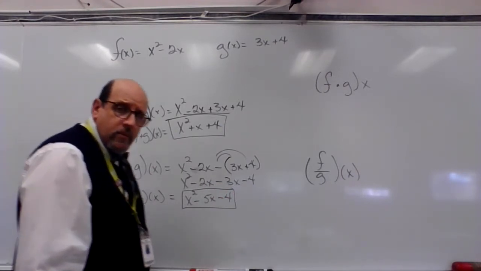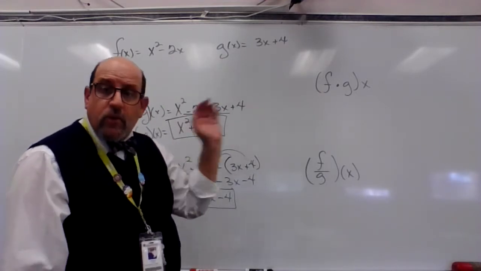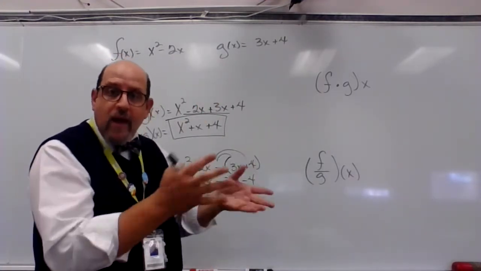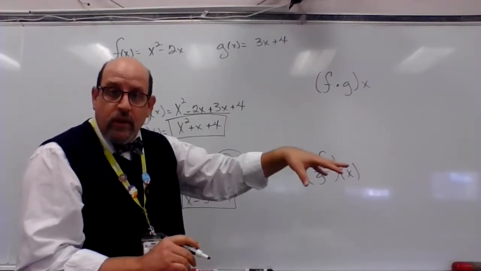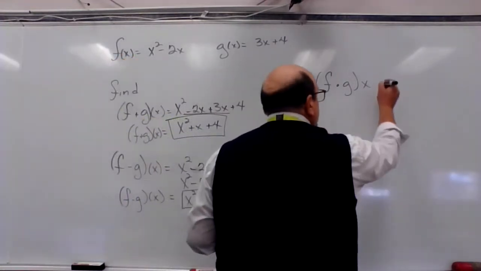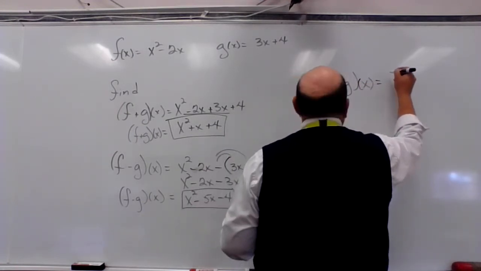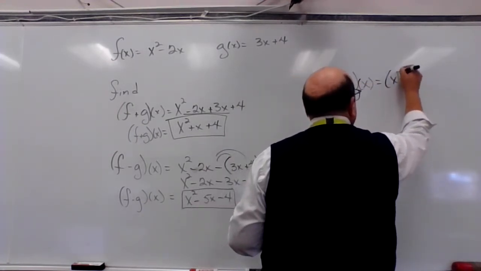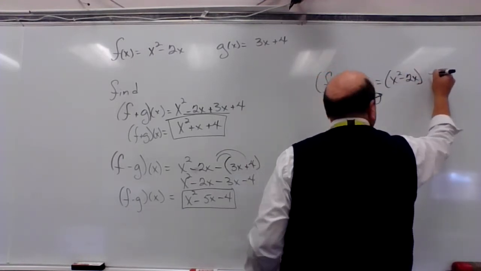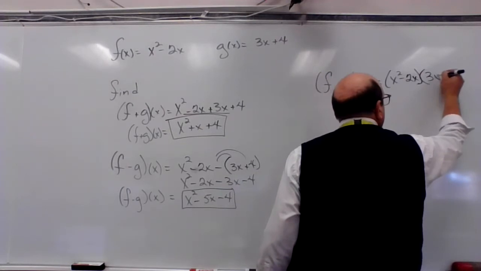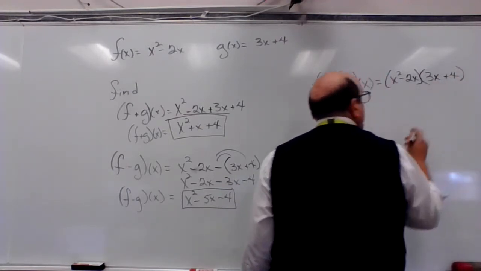All right, now I'm going to move on to multiplication. We're going to use the same thing, and then we're going to multiply them. Now, we have to put parentheses around these things to then FOIL. And that's basically what we're going to do. And that's going to be equal to x squared minus 2x times 3x plus 4.